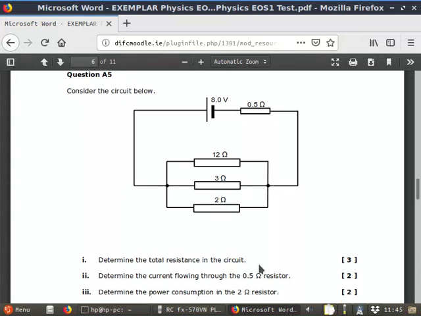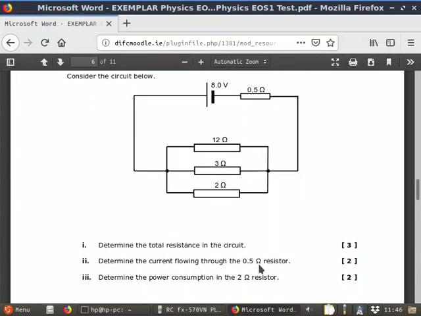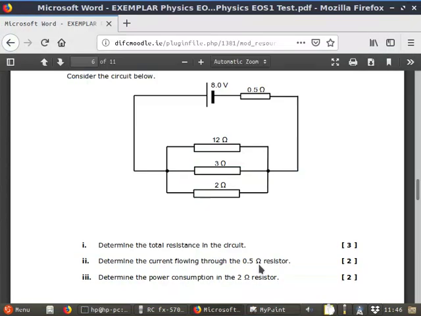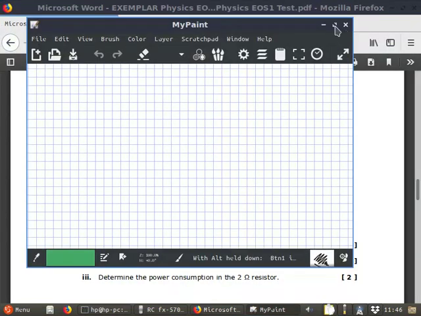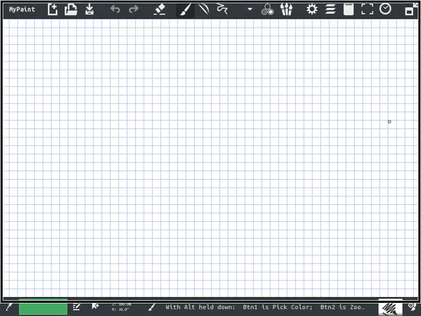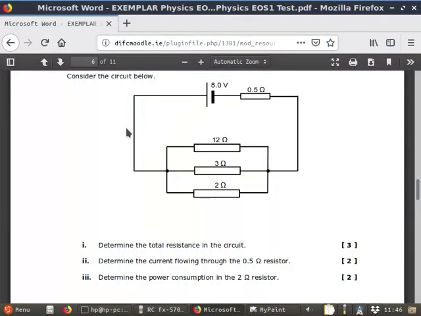We have a circuit, and we have to get the total resistance in the circuit. So what should we do first here? I see you're already starting. What's the idea for the first part? The 1 over, yeah. So we'll want to add the three of them together, won't we?